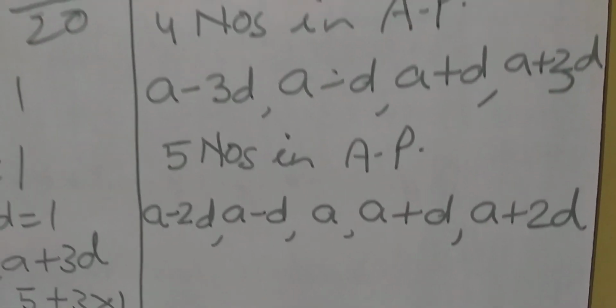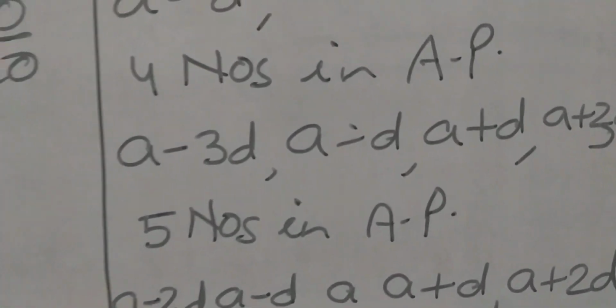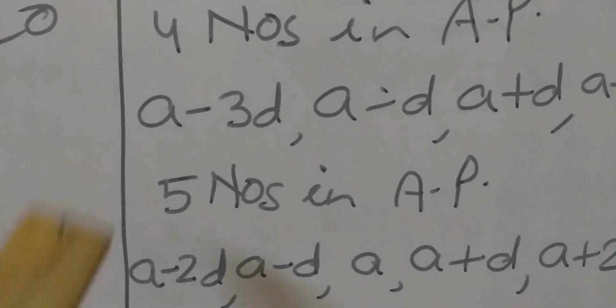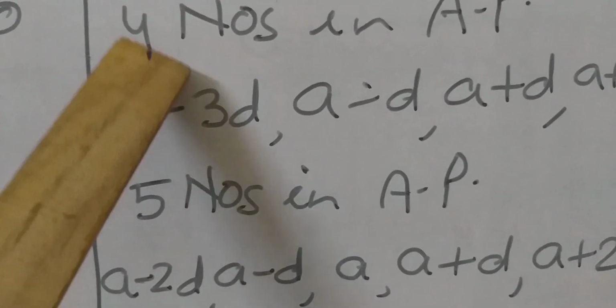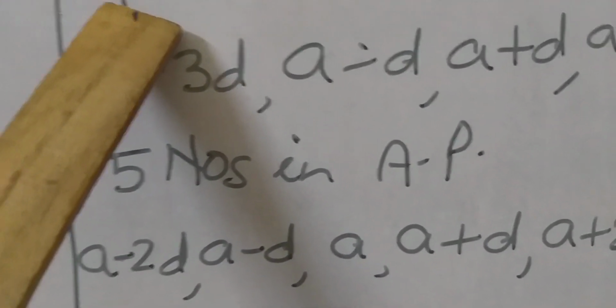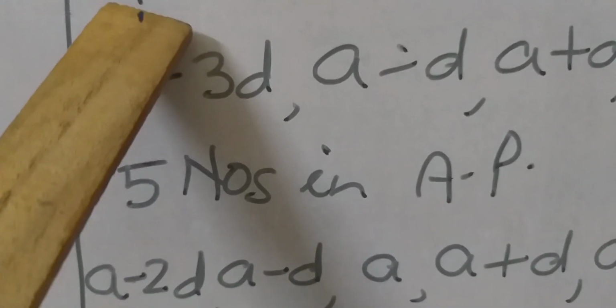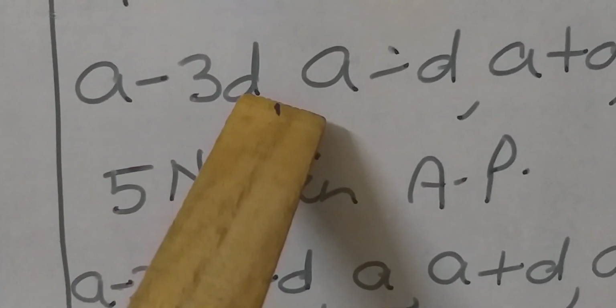Now come to the even number of terms. We need 4 numbers in AP. So what is the method? When the question asks about an even number of terms, we have to subtract 1 first, students. So subtract 1 from 4, 3. First write A minus 3D. Then add 2D, because these are even number of terms. So A minus 3D plus 2D, A minus D.